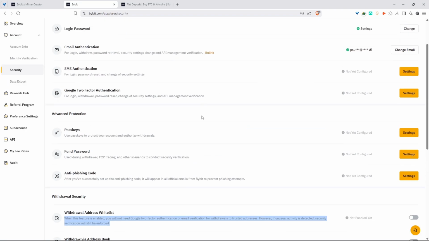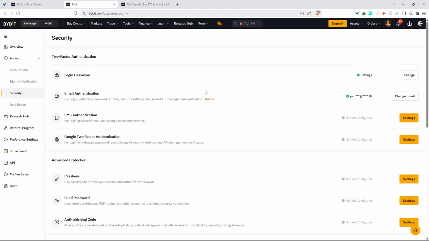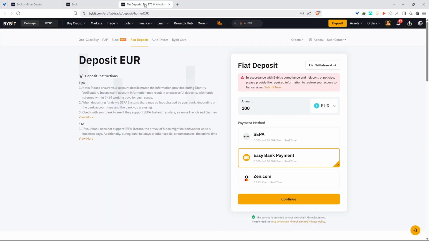Now, let's talk about getting some funds onto the platform. If you prefer to stay away from fiat currencies altogether, you can actually use Bybit for crypto-to-crypto trading without needing to complete KYC. However, if you plan to deposit or withdraw fiat currencies, you will be asked to provide your Know Your Customer KYC details. When you enter the deposit screen for fiat, they will prompt you to complete this process.